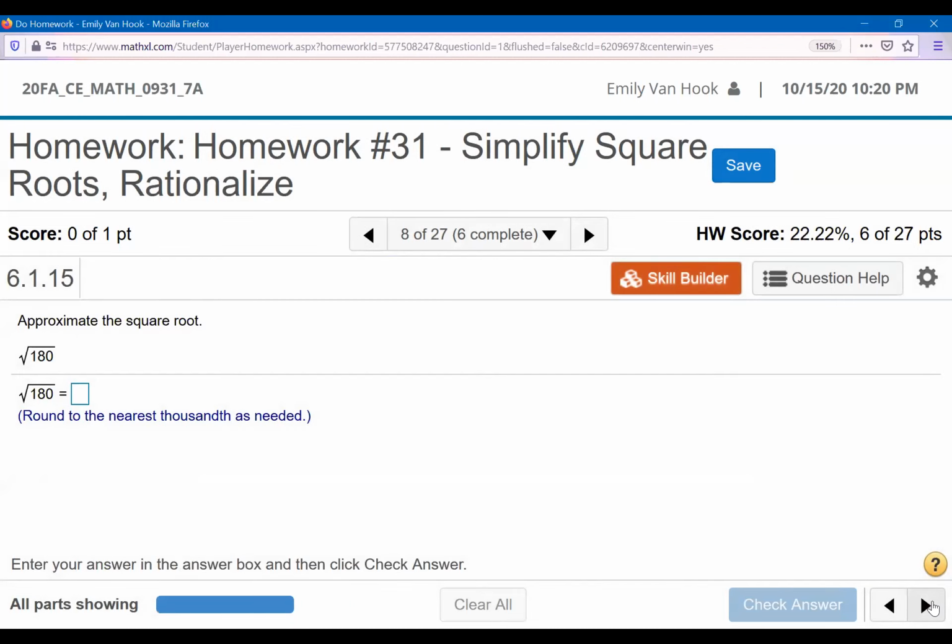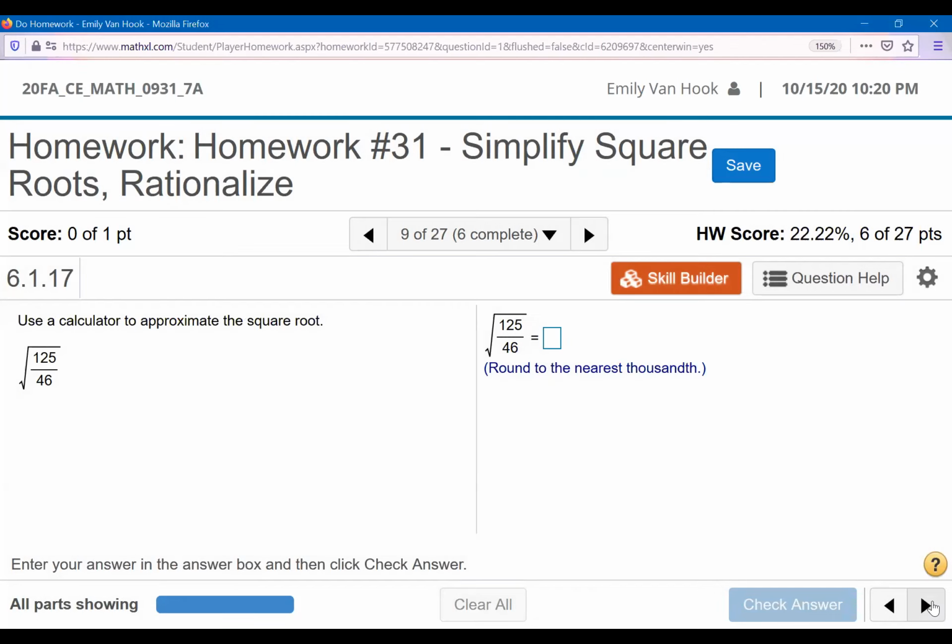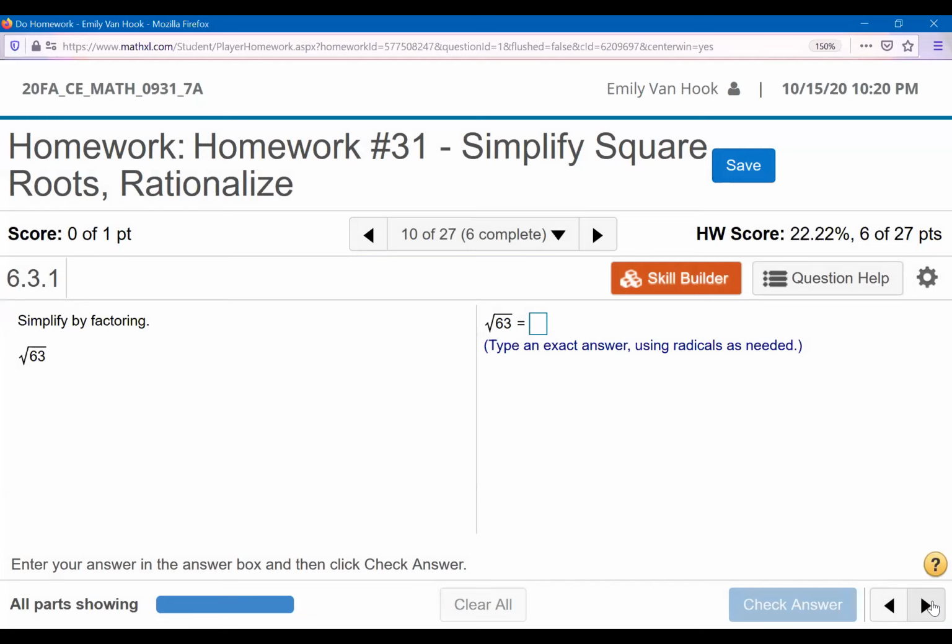All right, now we're getting to some approximate questions. So number 8 says approximate the square root. The square root of 180. I think we did this one in the notes, round to the nearest thousandth. I'm going to skip over that one. Number 9 is a fraction. Use a calculator to approximate the square root. The square root of 125 over 46, round to the nearest thousandth. Again, we did similar ones like this in the notes, so just remember how to punch it into your calculator and remember to round correctly. I'm going to keep going. I want to get to the factoring questions.